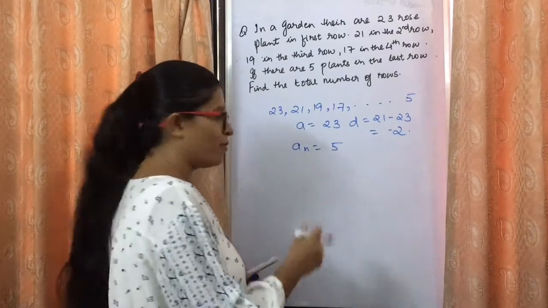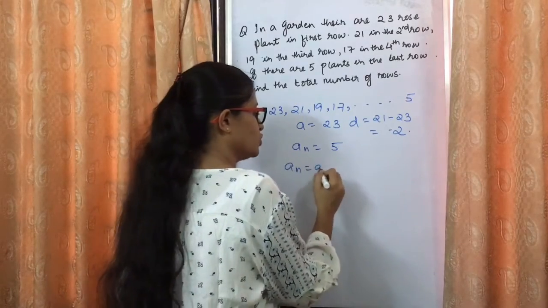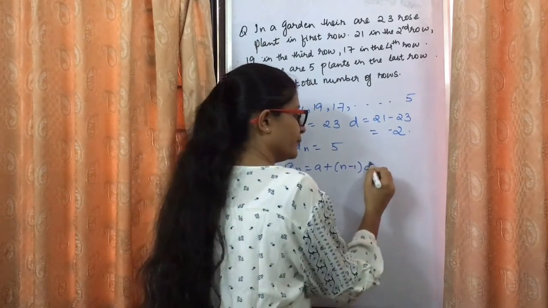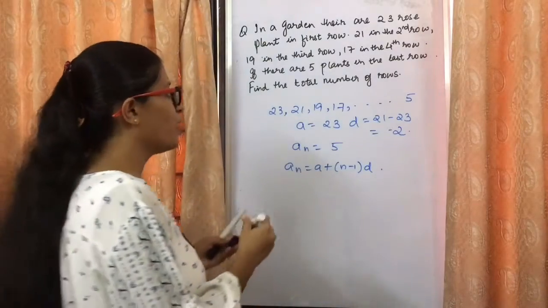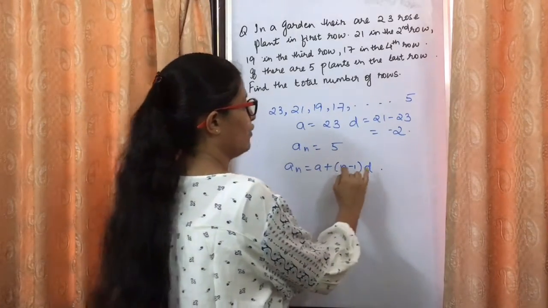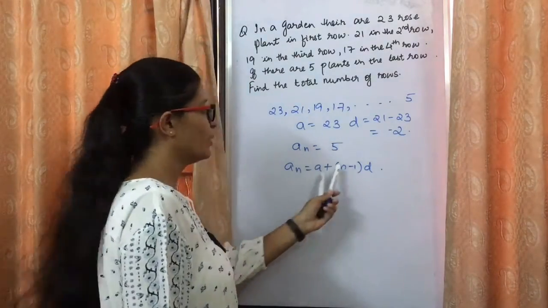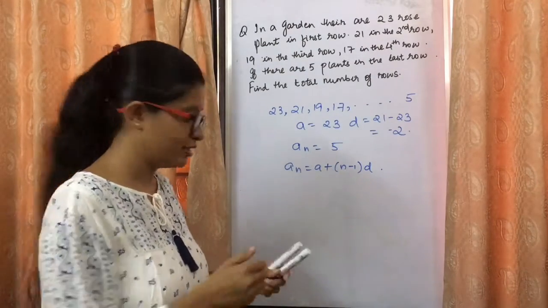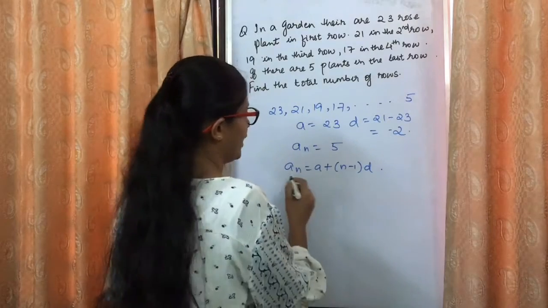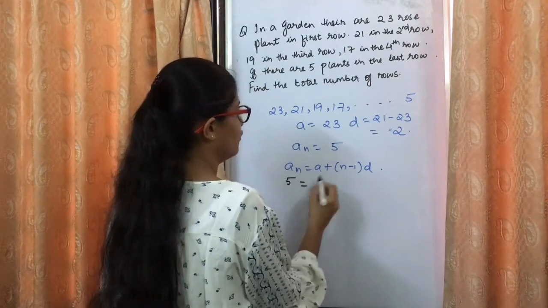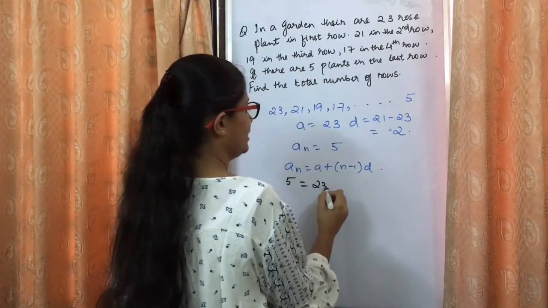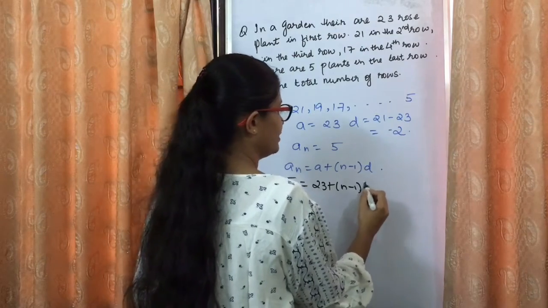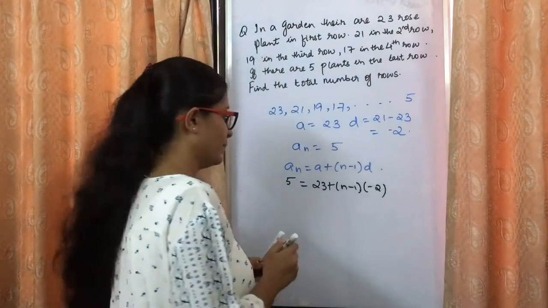Again using the same formula. Which formula? AN is equal to A plus N minus 1 into D. We have A, we have D, we have AN. So N is remaining, and N is nothing but the number of rows, the number of terms. Let's have a look. AN की जगह पर हम रख सकते हैं 5. A is 23 plus N minus 1, leave like that, into minus 2.